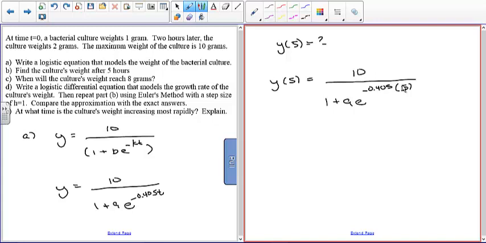But so the answer is 4.57. So that makes sense.